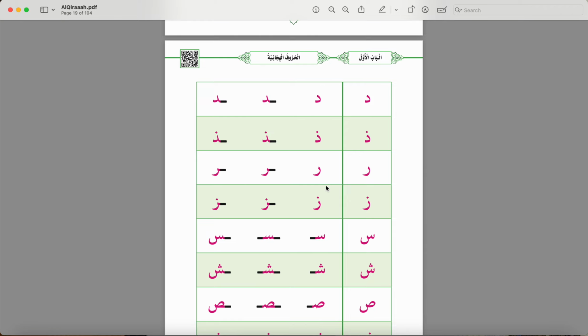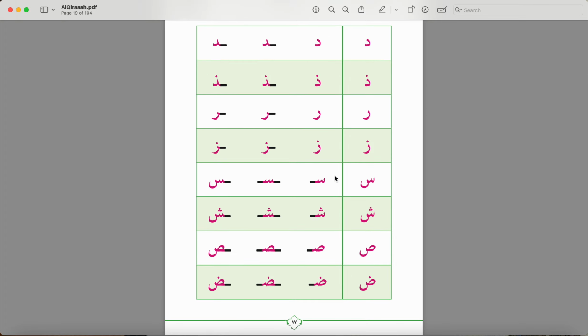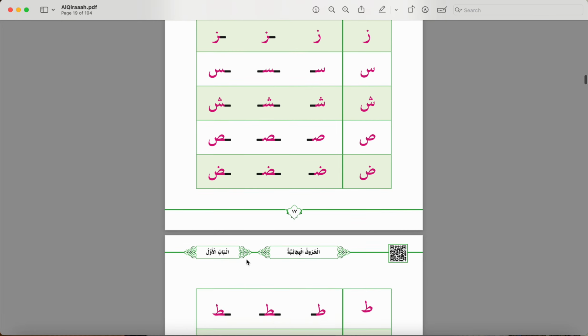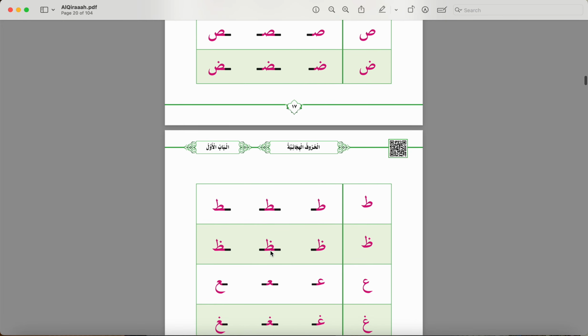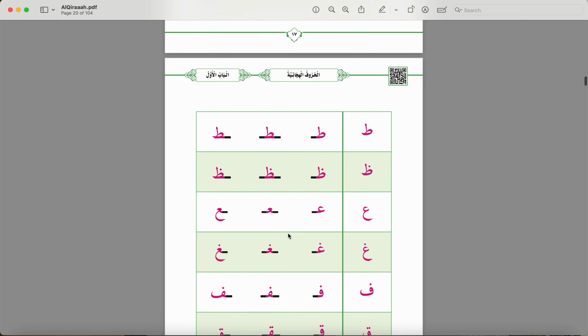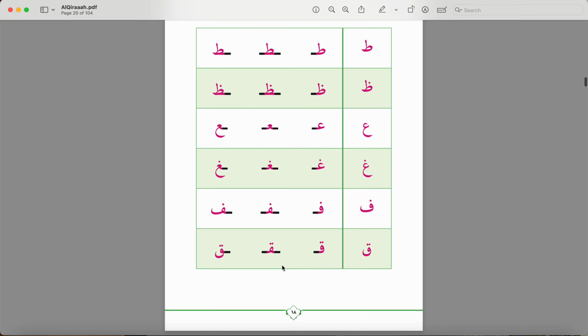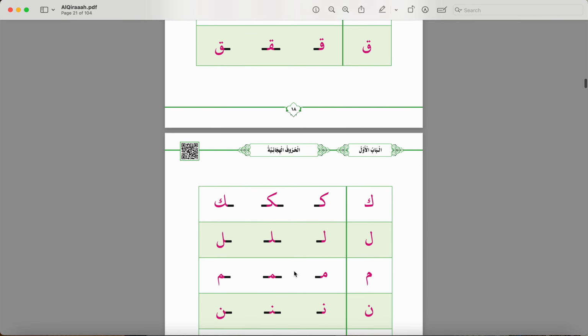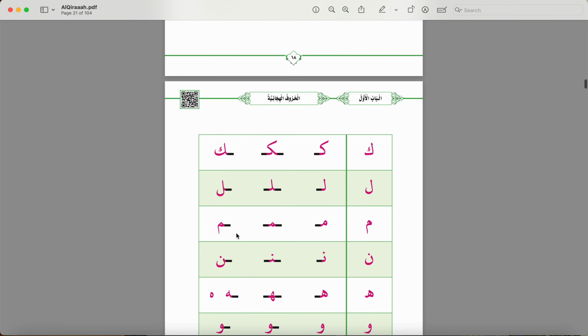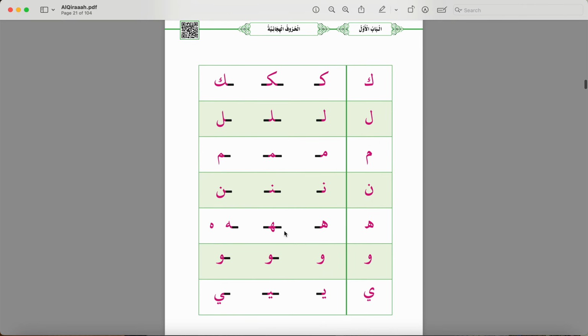So this is the beginning of the word, the middle of the word, and the end of the word. Nothing connects to its left hand side. Then we have the sin and the sheen, very similar. Sad and dad, also very similar, connecting on both sides. And the ta and the dha, also very similar. And the ain and the ghain, and the fa and the qaf, and the kaf and the lam. Then we have here the meem and the noon and the ha.